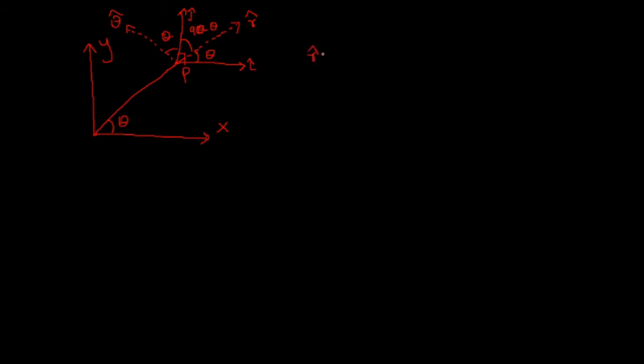So what would be my r cap? r cap is nothing but cos theta i cap plus sin theta j cap. This we have written by the resolution of vectors. And the next is theta cap. Theta cap is given by minus sin theta i cap plus cos theta j cap, right? So we have got our theta cap and r cap terms respectively.